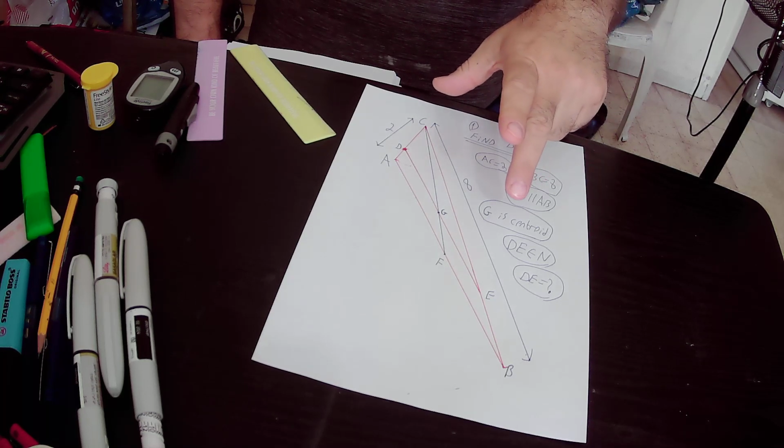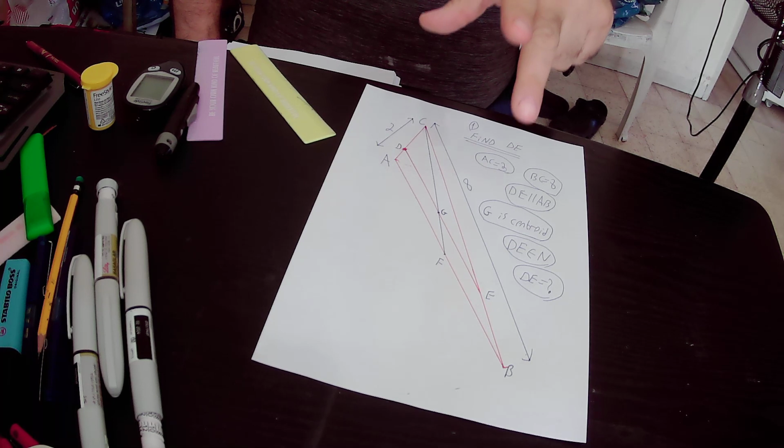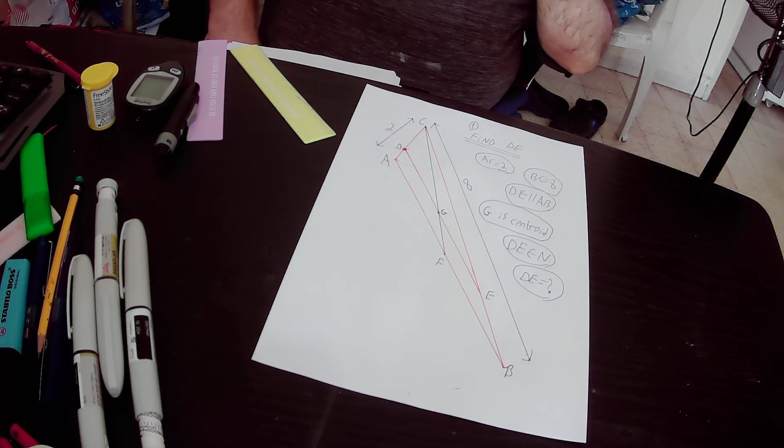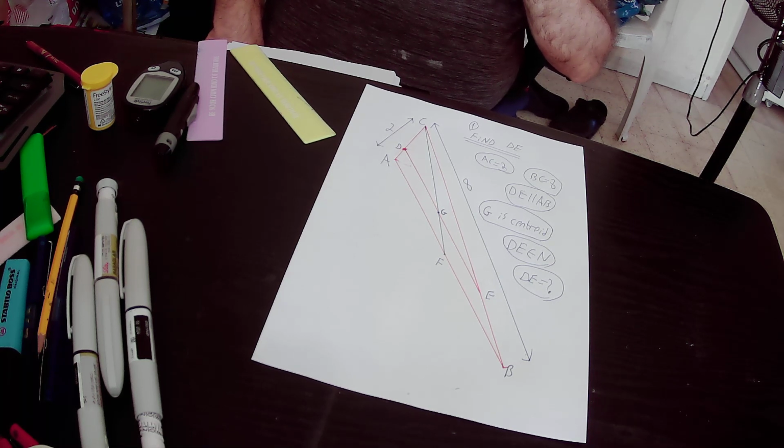line segment DE is parallel to side AB of the triangle, and we know that DE belongs to the natural numbers. That is to say, the size of DE is a natural number. And we have to find out the size of DE. Okay?